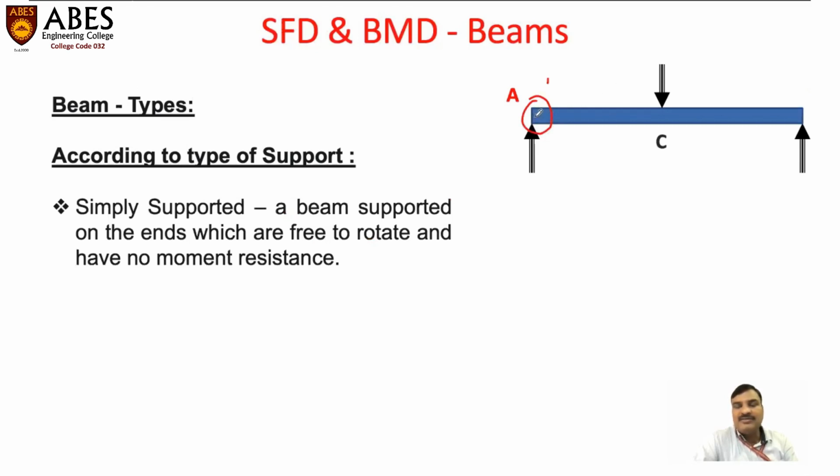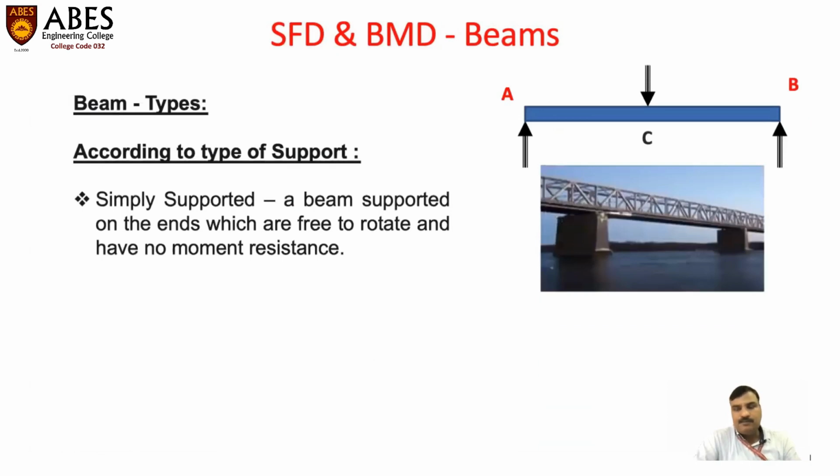And this is free to move in any of the directions. And it is free to move or rotate in any of the directions, that is clockwise or anti-clockwise. This is the very common example of a simply supported beam, the bridges which we are seeing.